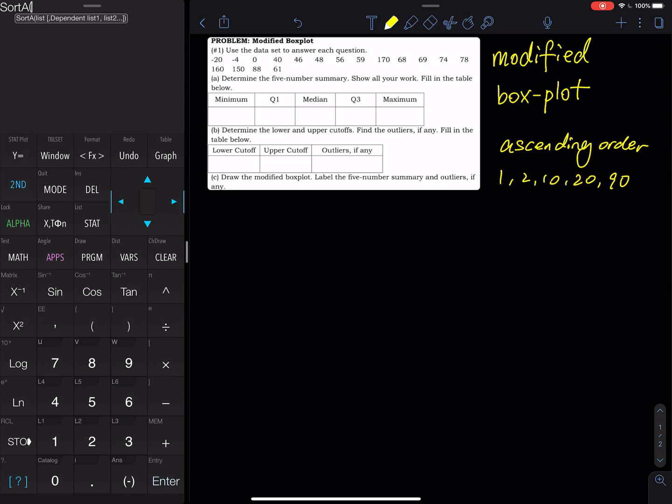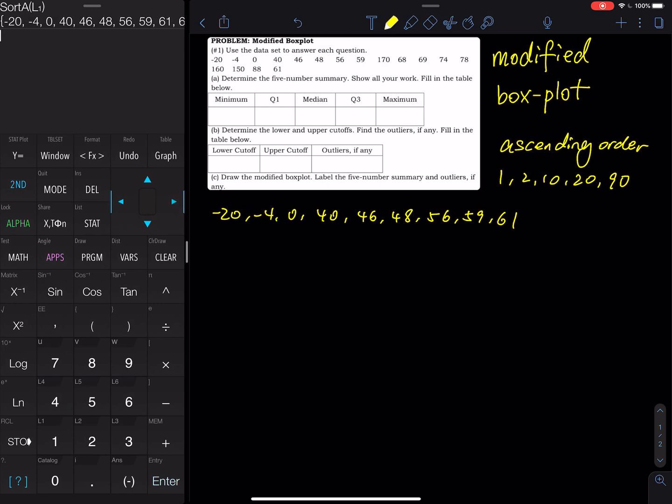Do you see that on the 1 key, there is an L1, right? So you click second and then you click 1. Close the parenthesis for that. You will see that the sorting is done. In your graphing calculator, it should return the word done. Done means the data is now sorted. So this is in ascending order. Take a minute, write it down. So we have -20, -4, 0, 40, 46, 48, 56, 59, 61.